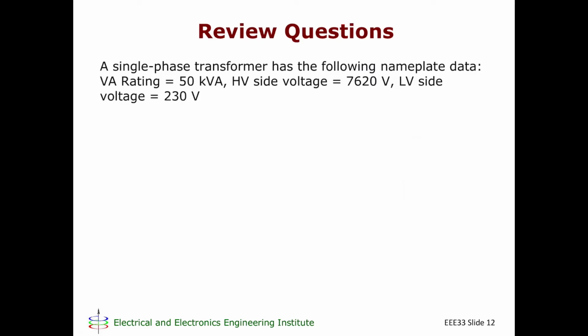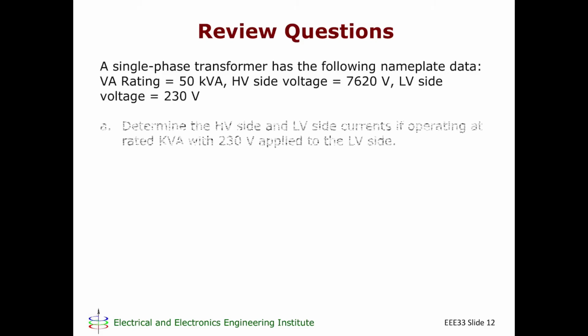A transformer, usually, you can use either side to be the primary or the secondary. In other words, if I were to use this as a step-down transformer, I would apply a voltage at the high voltage side, and then my load would be at the low voltage side. I can also use this as a step-up transformer. I apply a voltage of 230 volts at the low voltage side. I'm going to get a voltage of 7620 at the high voltage side.